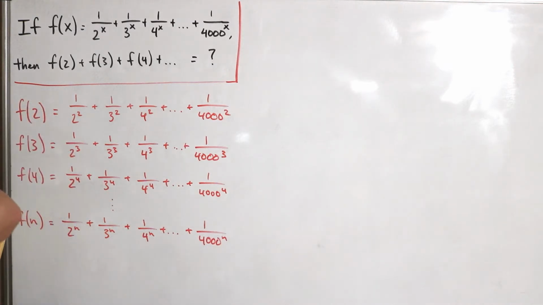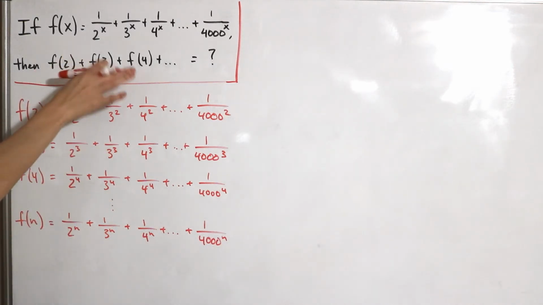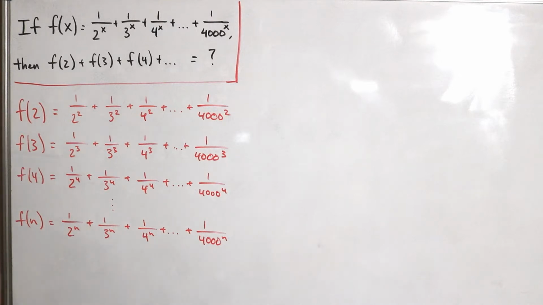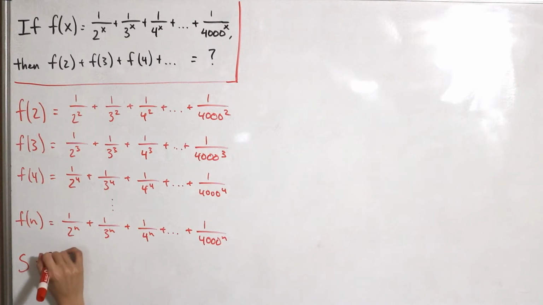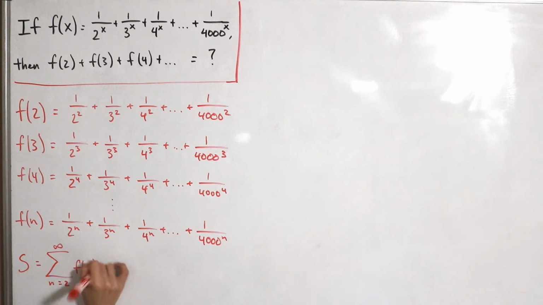Now, of course, we want to evaluate f of 2 plus f of 3 plus f of 4, f of 5, f of 6, all the way up to infinity. So we can create this little infinite sum. Let me call this evaluation capital S, and we'll write it as an infinite sum, starting the index at n equals 2, of f of n.